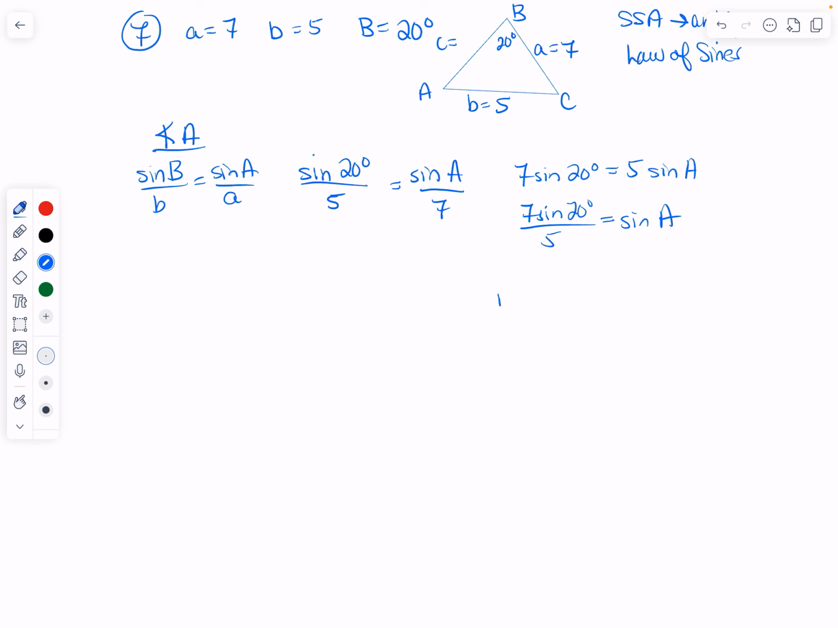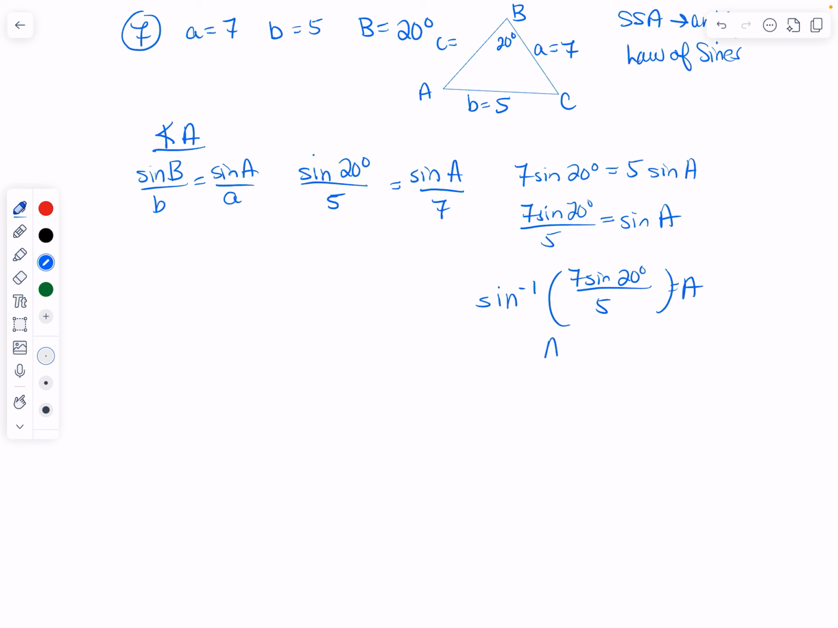So inverse sine of 7 times sine of 20 degrees over 5 equals A. All right, so again, let's plug this in the calculator. Inverse sine, in parentheses 7 times sine of 20 degrees, end parentheses, and then I'm going to divide that by 5 and then end the major parentheses.